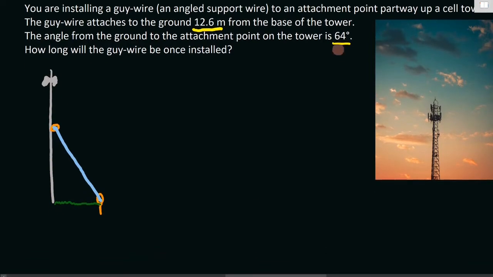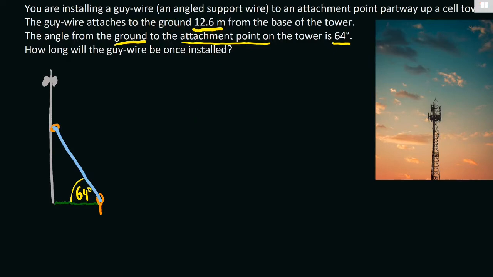Okay. Now my angle is 64 degrees. So the angle from the ground to the attachment point. So the ground is here. So from the ground, the angle up towards the attachment point is 64 degrees. Okay, so that's down here. And the guy wire attaches to the ground 12.6 meters from the base of the tower. So this distance down here is 12.6 meters.